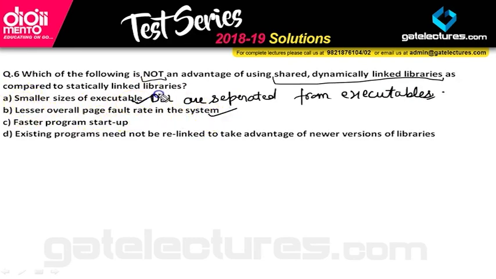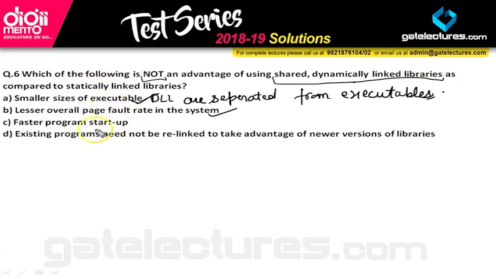Okay, so the second one is also right here. Here the page fault ratio is also less. Also the other reason is the library file which we maintain dynamically, it is a very rare case that our OS will swap it out. They are always kept in main memory, so that is the reason there are a lesser number of page faults. Also DLLs are separated from executables. That is the reason executable size is generally very small.